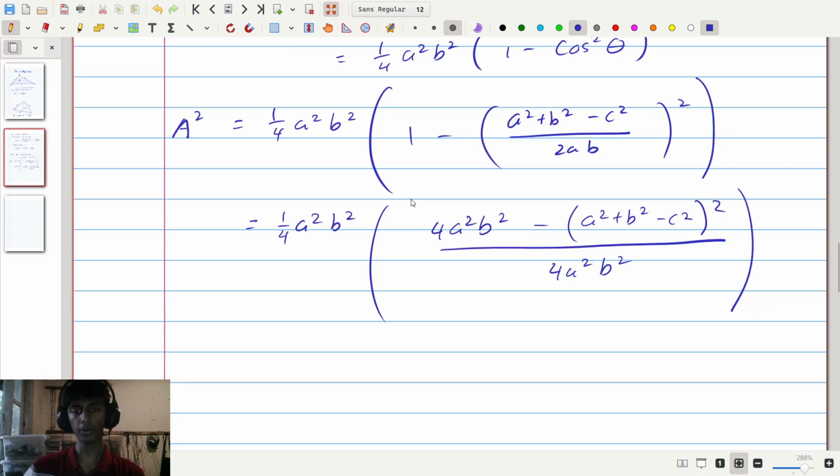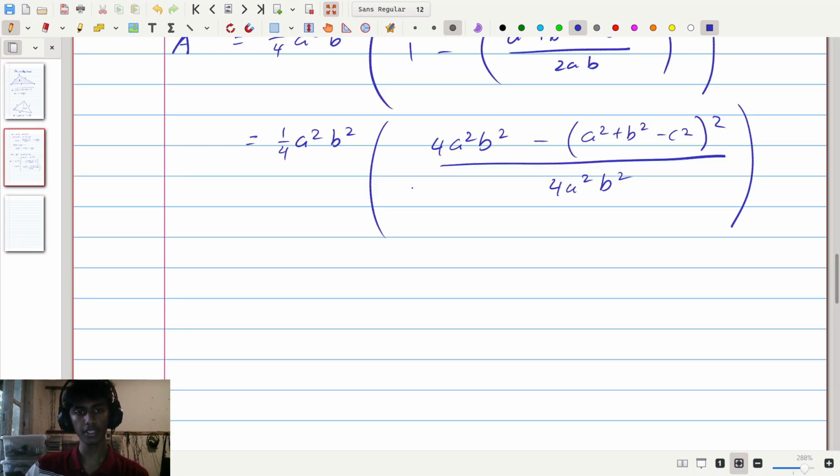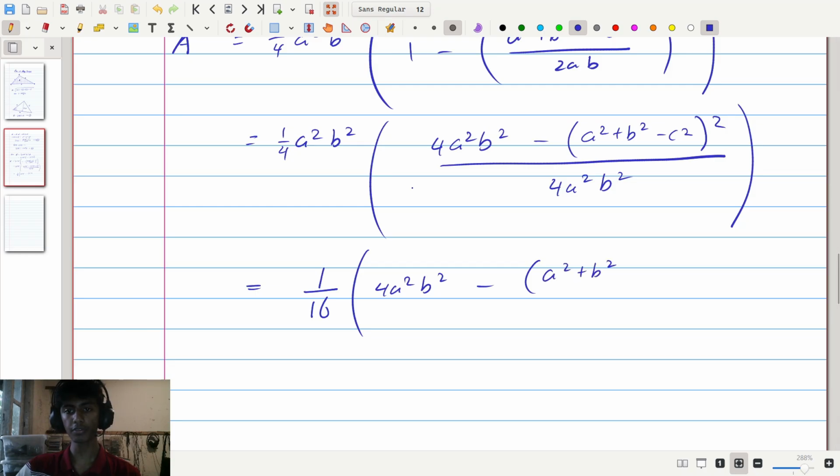Now you might notice there's an A squared B squared on the right over here, and there's an A squared B squared down here. Those two can in fact cancel. If we cancel those out, what we'll get is a 1/4 over here. There's another 4 over here, which we can take out as another 1/4. So then we have 1/4 times 1/4, which is 1/16. These two are cancelled, so they're gone. Now all we have left in the brackets is 4A squared B squared minus A squared plus B squared minus C squared, whole thing squared.